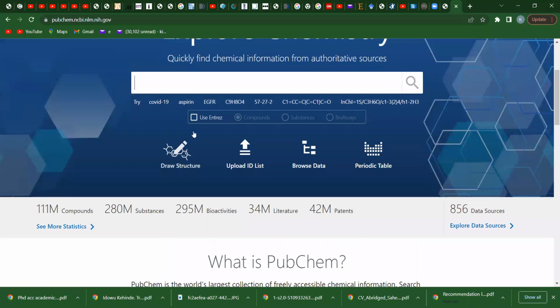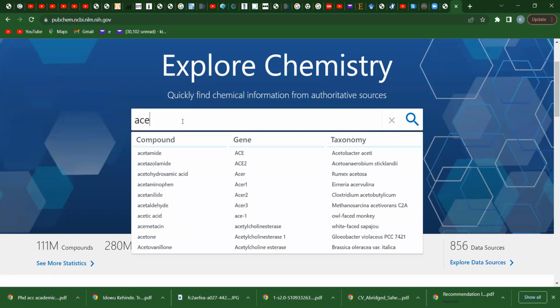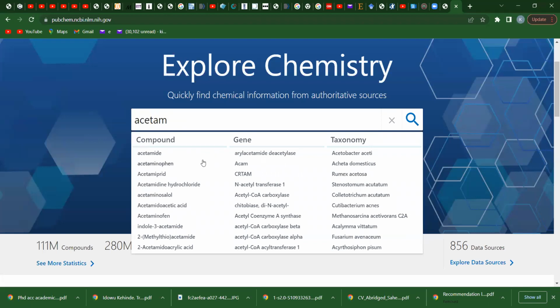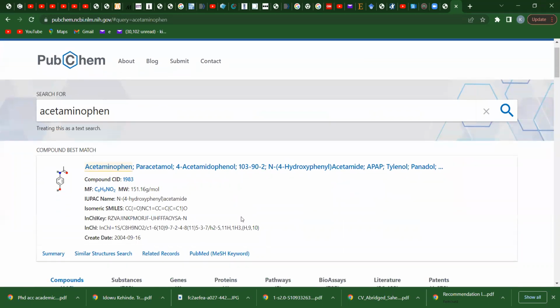So please, can someone suggest a drug for us? I want a suggestion. Anybody? We can do acetaminophen. You see, as you are typing it's giving you suggestions, right? That's acetaminophen. So this is acetaminophen.